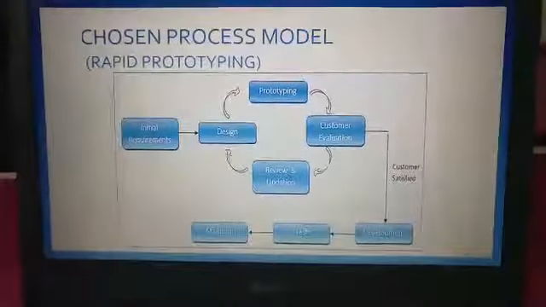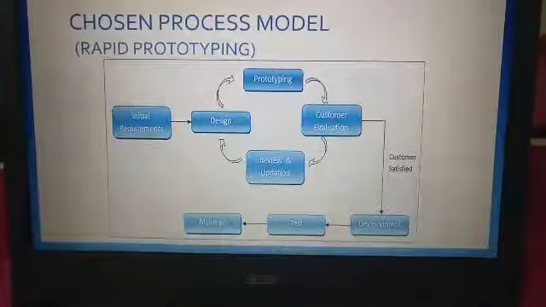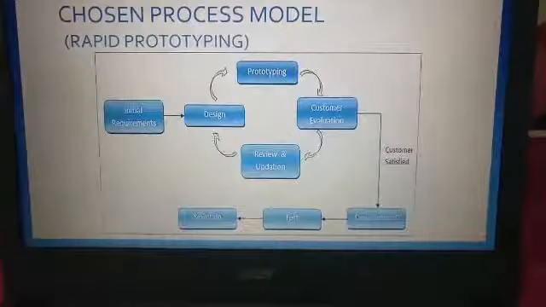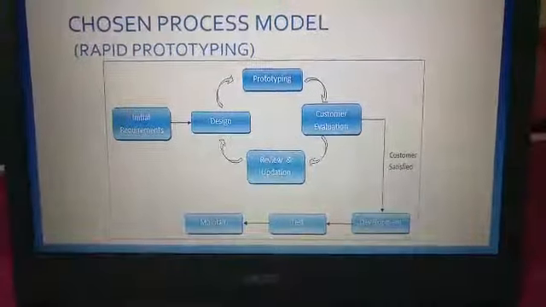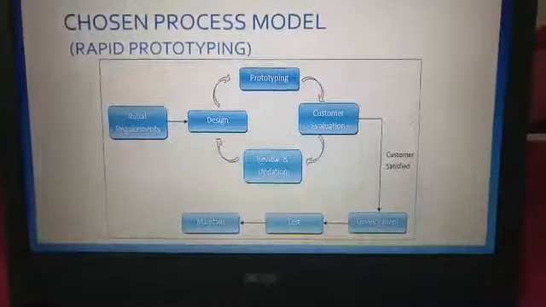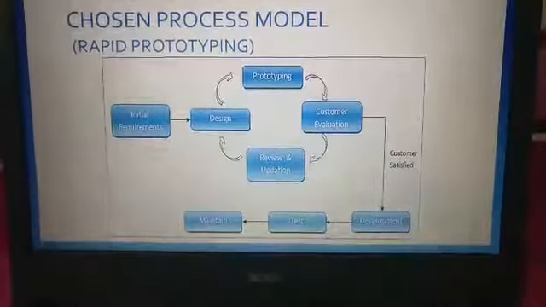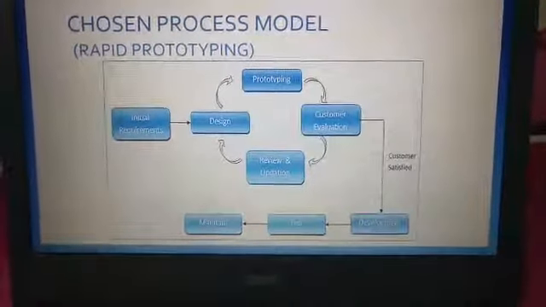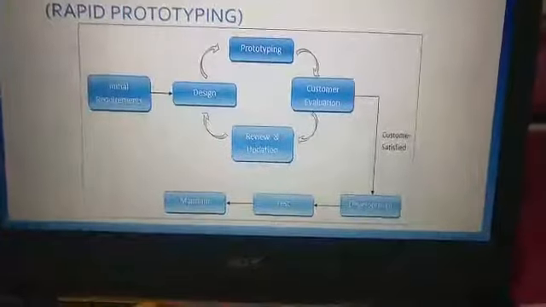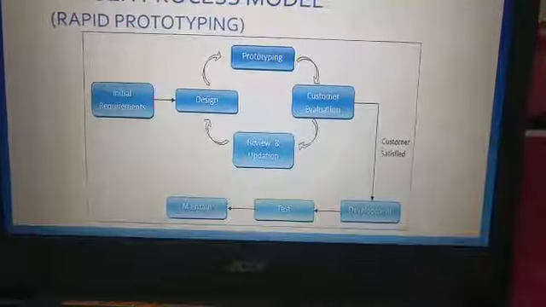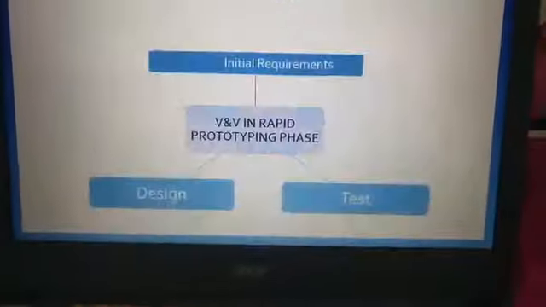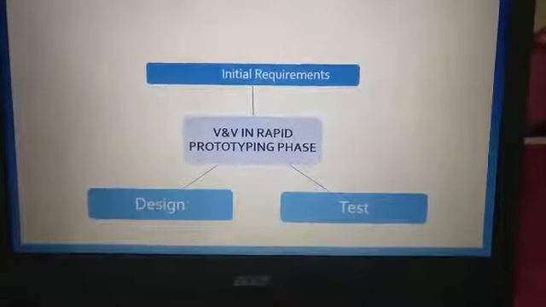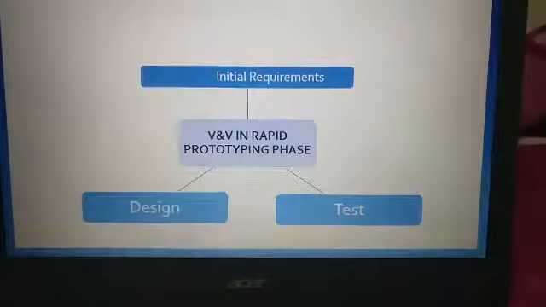Okay, our chosen process model is rapid prototyping. This is the diagram of the rapid prototyping model, and we start with initial requirements. Next, to design, and then it will iterate to prototyping, customer evaluation, review and updation. They will iterate until the customer is satisfied. Then it will start with development, test and maintenance. So this is the V&V in the rapid prototyping phase, which includes initial requirements, design and test.